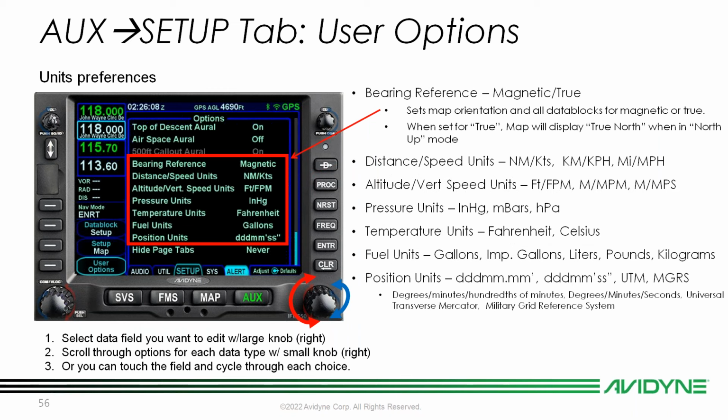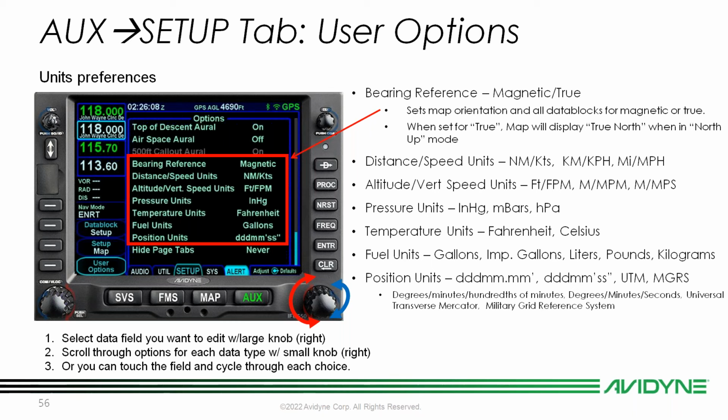Bearing reference, our units preferences down here gives us a couple of different ways that we can set the different parameters as far as bearing reference, altitude, speed, distance, pressure units, things like that. Bearing reference is going to be set up between either magnetic and true. That's going to set your orientation and all of your data blocks for either magnetic or true bearing. When it's set for true, the map's going to display true north when you're in north up mode.